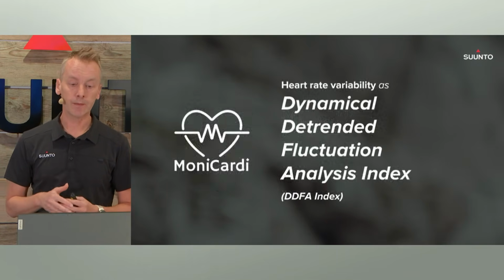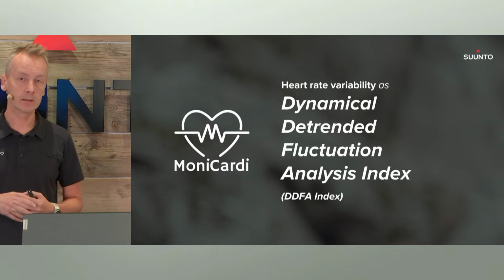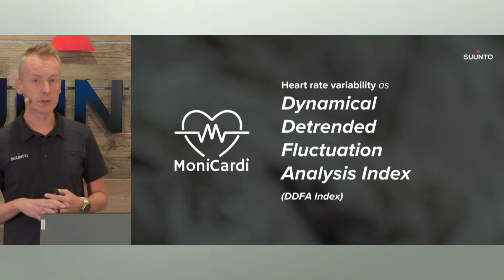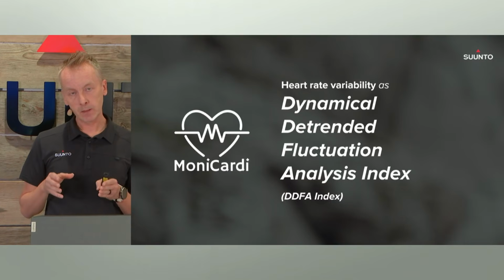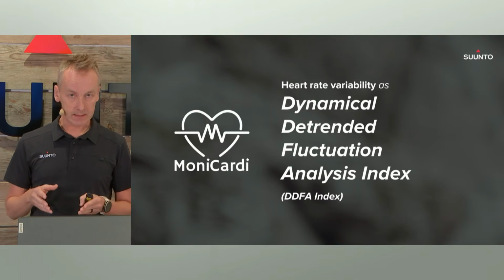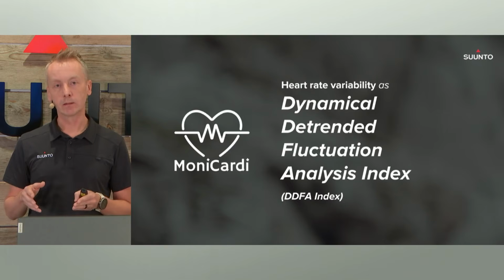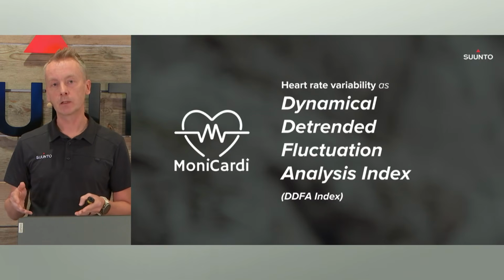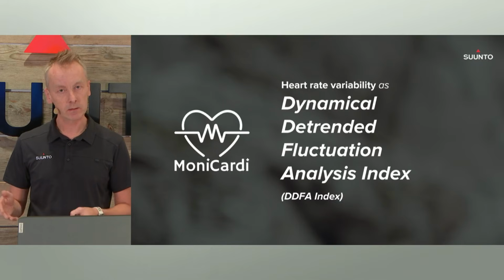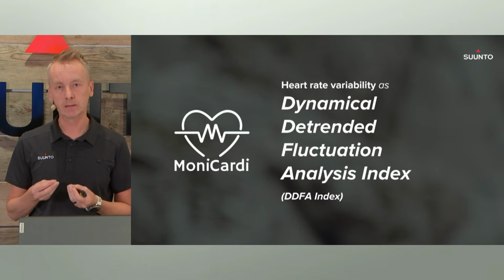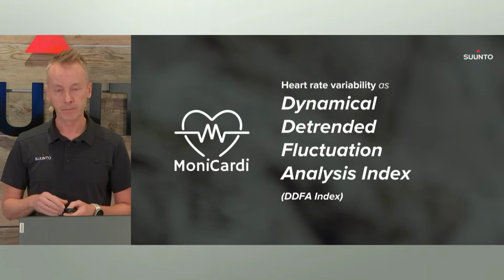And the great thing here is that we have partnered with Monicardi, which is a university team spin-off company, who identified that using the dynamically detrended fluctuation analysis index, you are able to evaluate the current intensity of the exercise. And when I say intensity, I mean aerobic, anaerobic, VO2 max. Not a number, but actual intensity, what the athlete wants to know.